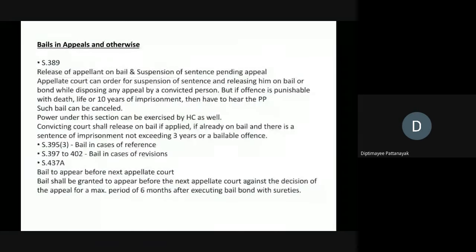Section 395 again talks about bail in cases of reference. So when a reference matter is being taken up, in such cases also bail can be granted. Also in revision cases under Sections 397 to 402, bail can be granted. Another provision is 437A, which says bail to appear before the next appellate court. So it is talking about bail being granted to appear before the next appellate court against the decision of the appeal for a maximum period of 6 months after executing a bail bond with surety. So here also another bail can be granted.